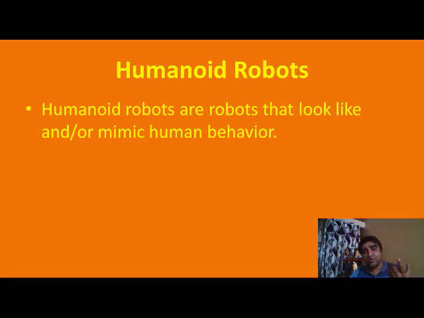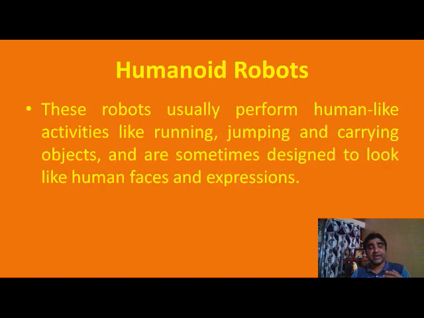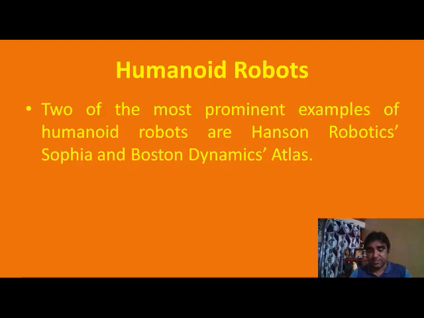Another type of robot is the humanoid robot. Humanoid robots talk like and mimic human behavior. These robots usually perform human-like activities like running, jumping, and carrying objects, and are sometimes designed to look like the human face and expressions. Two of the most prominent examples of humanoid robots are Hanson Robotics' Sophia and the Boston Dynamics Atlas.